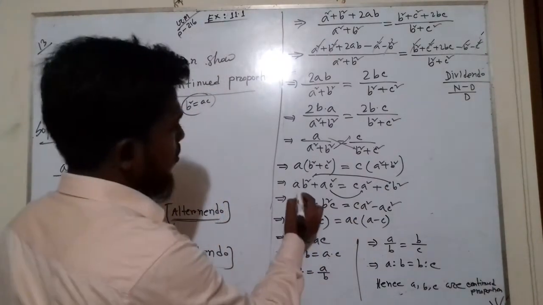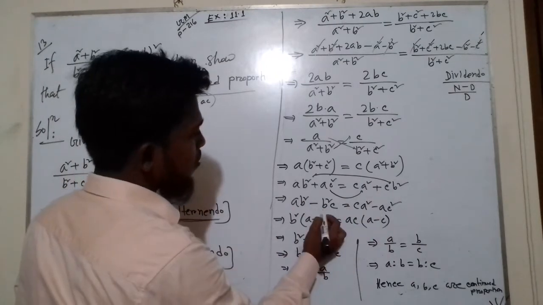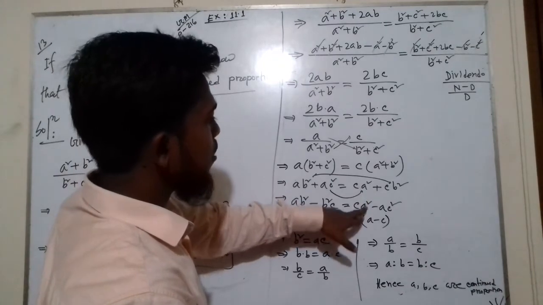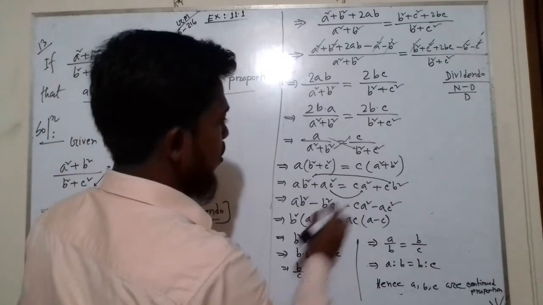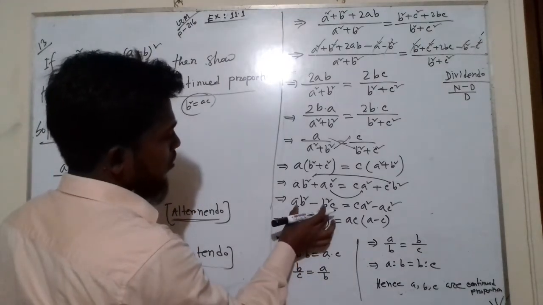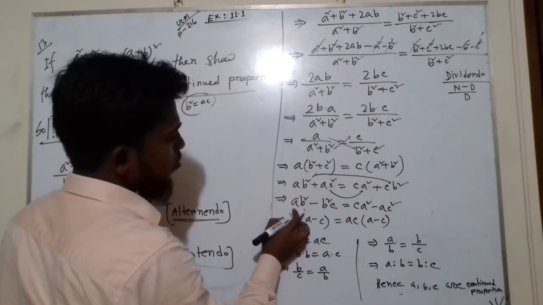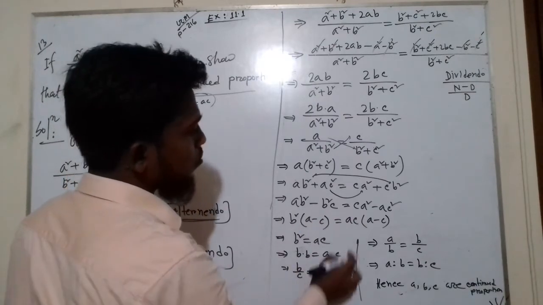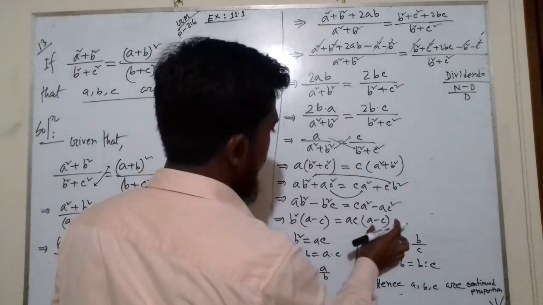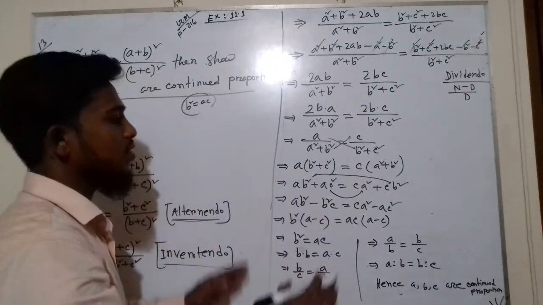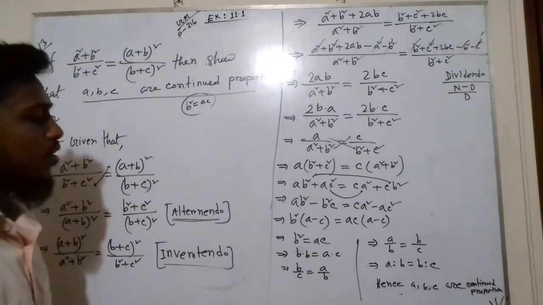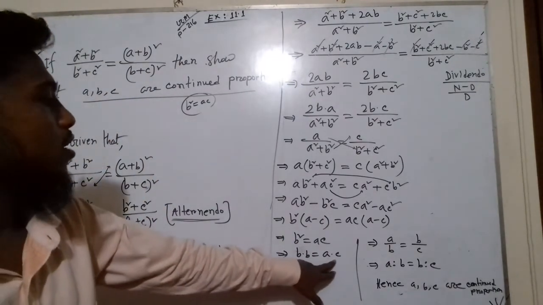Now we can write a b square minus b c square equal to a c a square minus a c square. Okay. Now we take common b square in these two terms, b square into a minus c, and we take common ac. Now we can write a minus c. A minus c are cancelled both sides. Okay. Now we can write b square equal to ac. Again we write b into b equal to a into c.